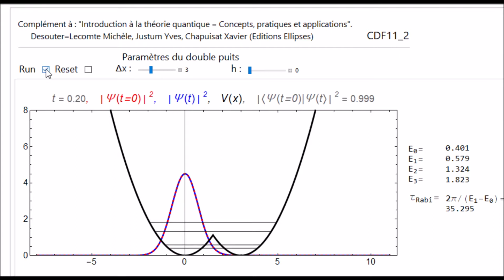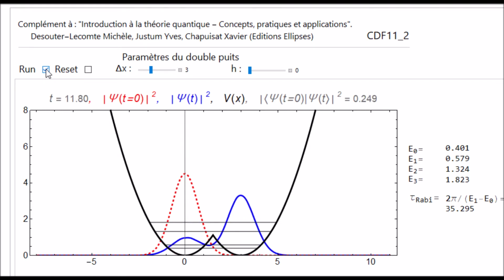It is possible to observe it on this figure. At the time of half of a Rabi period, all of the wave packet is in the right well, and after another half of a Rabi period, all the wave packet comes back to the first well.